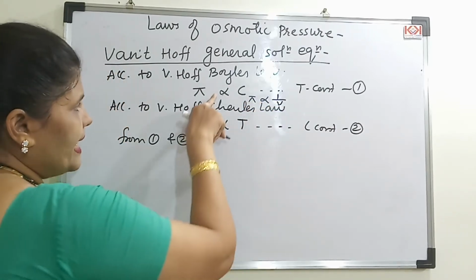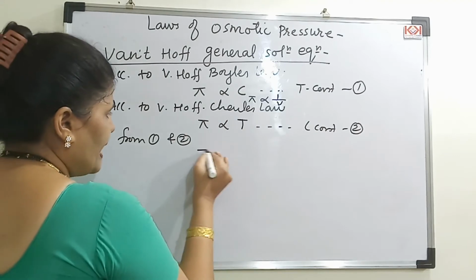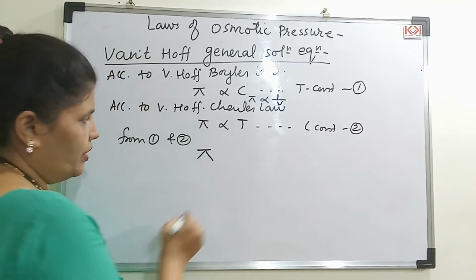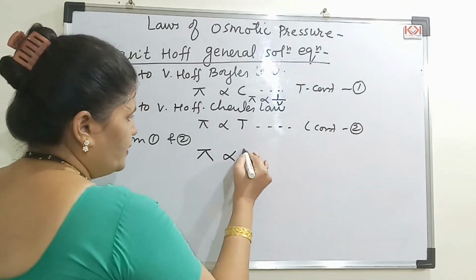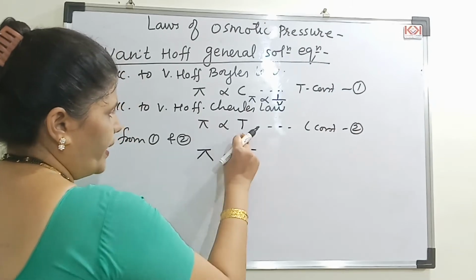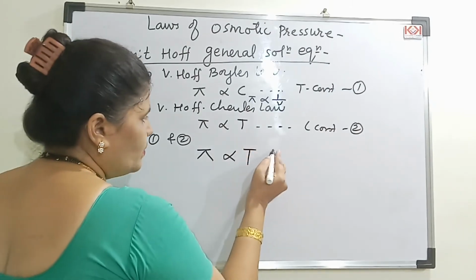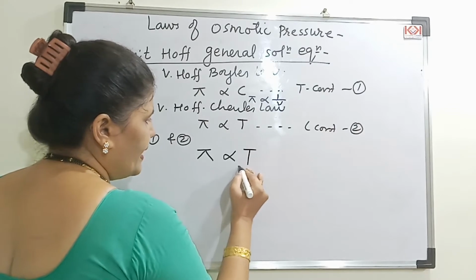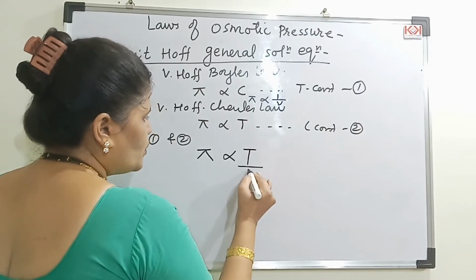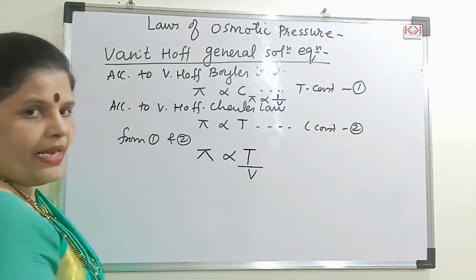So you can use any one of these equations. What I can write is that osmotic pressure is directly proportional to absolute temperature according to this equation, and inversely proportional to volume. So I can write it as 1 upon V. So I will get the equation in this way, right?